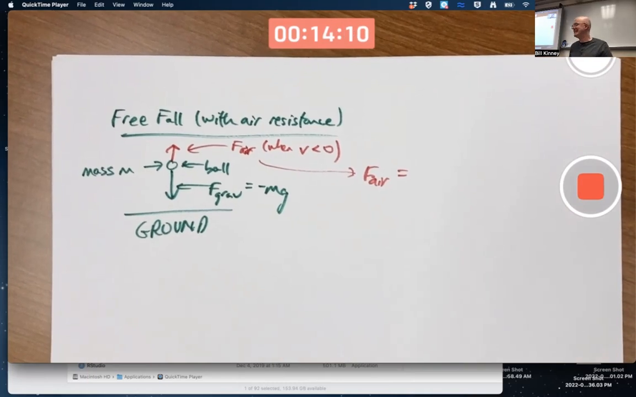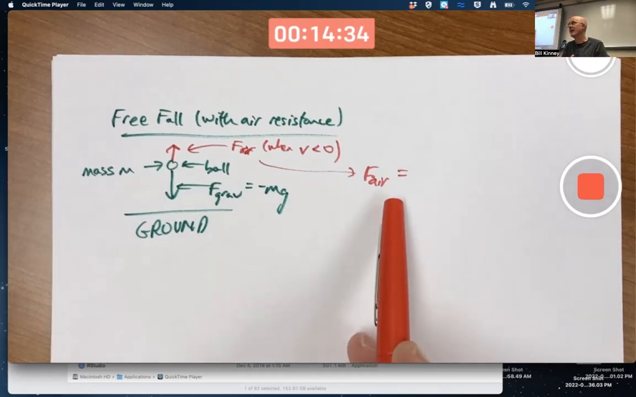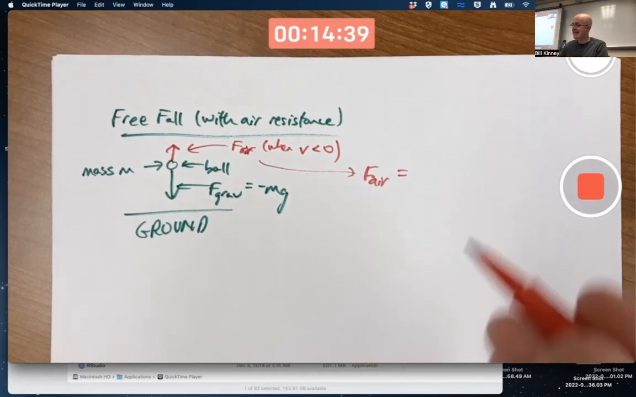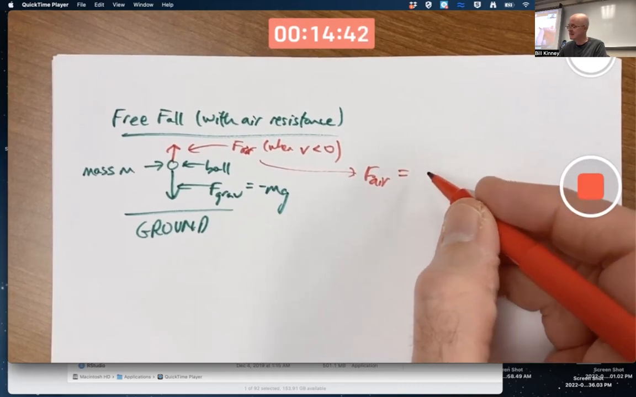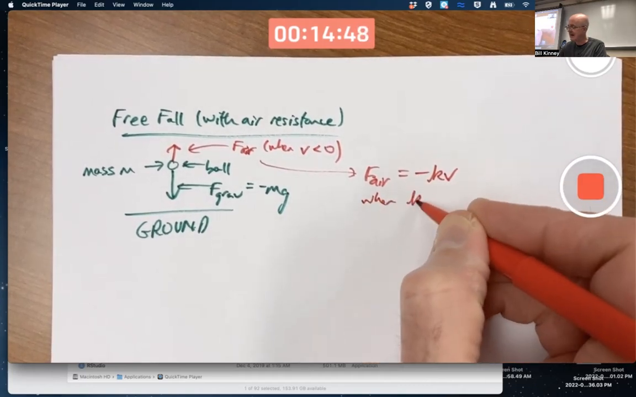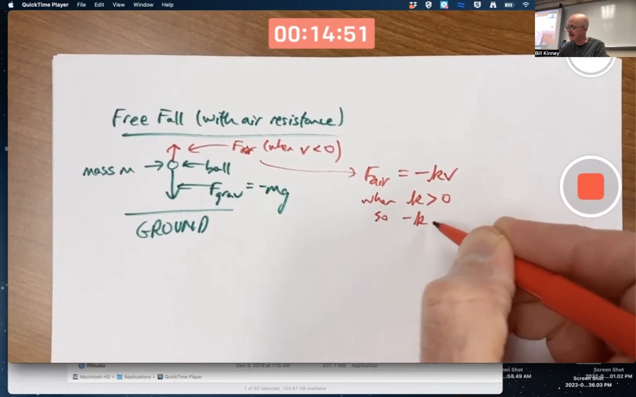You could hypothesize different kinds of formulas for F air. There's not a unique answer. Which one's right? The answer is it depends. It actually depends on the shape of the ball. Footballs are different than baseballs, say, are different than wiffle balls, are different than feathers. Not really a ball then. But certainly the simplest thing to try is to assume it's proportional to the velocity and in the opposite direction. Say negative k times v, where k is positive, so negative k is negative.